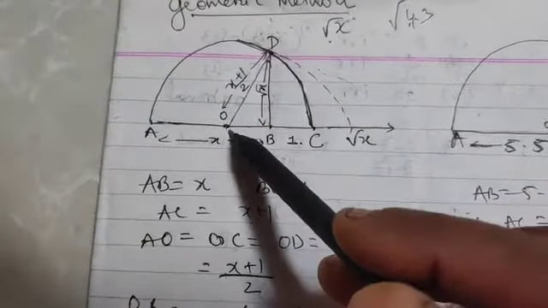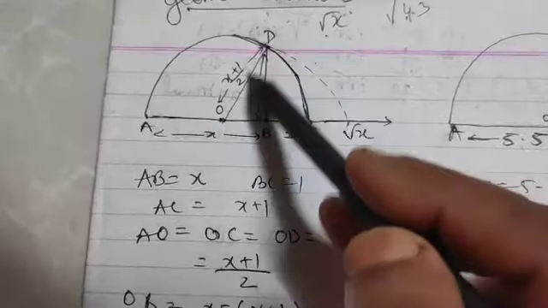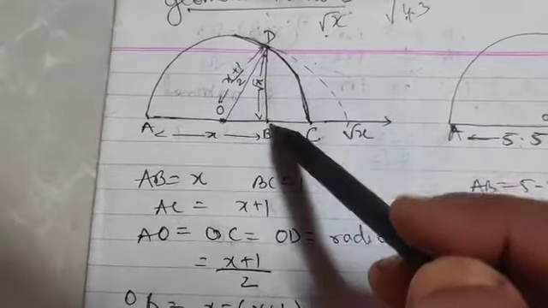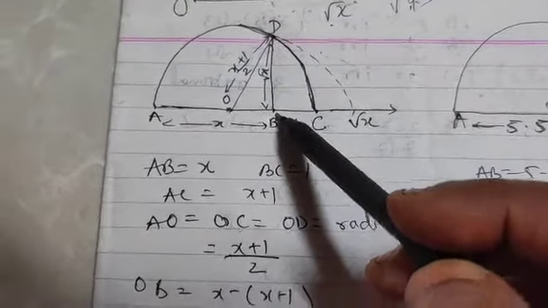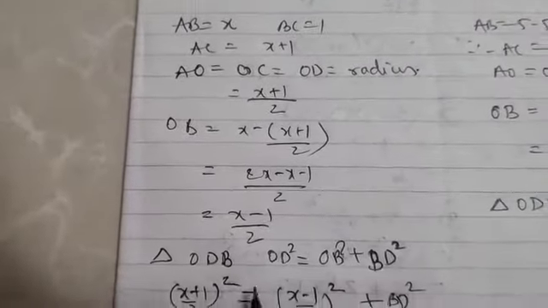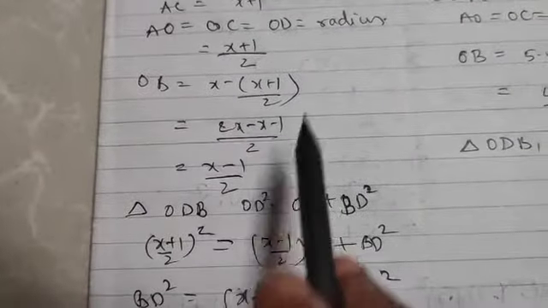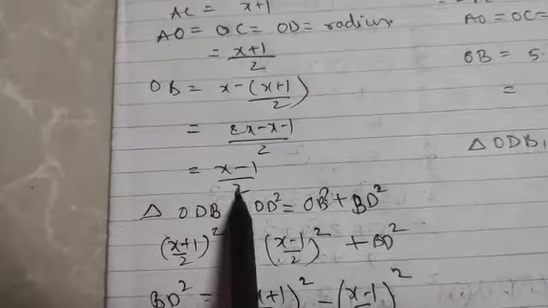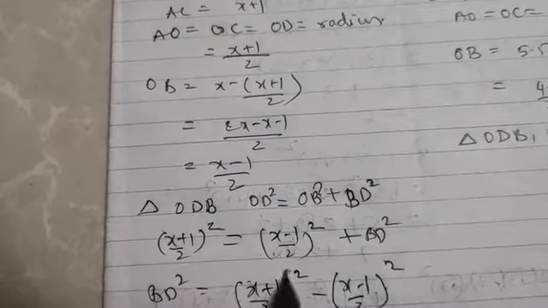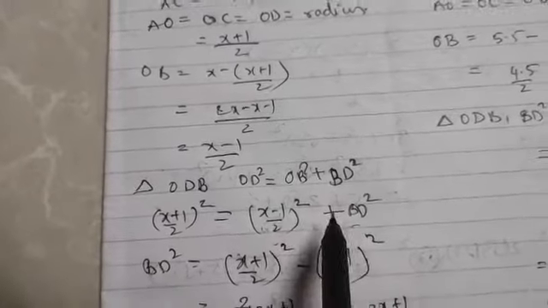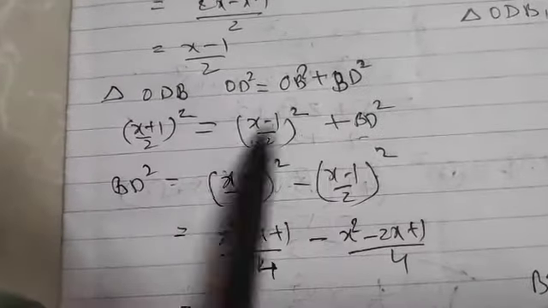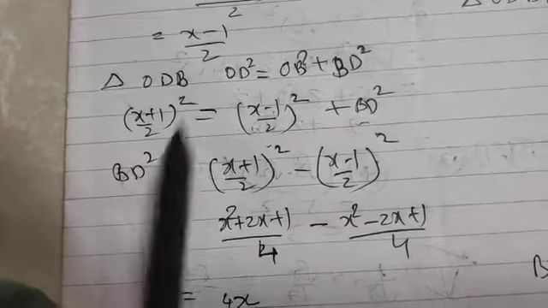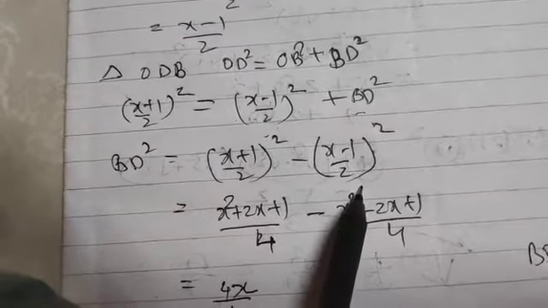So in triangle DOB, this is a right angle. So OD square will be OB square plus BD square. That is Pythagoras rule. So in that, you substitute the values. What is OD? OD is (x plus 1) upon 2. What is OB? OB you derived just now, (x minus 1) upon 2, and BD square. So if I want to find out BD square, it will be equal to ((x plus 1) upon 2) whole square minus ((x minus 1) upon 2) whole square.